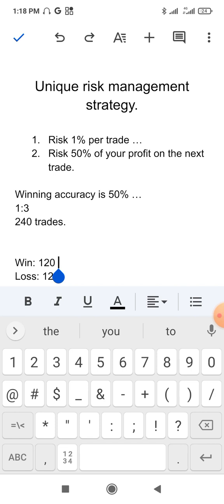Out of every 100 trades, we lose 50. Out of every 100 trades, we win 50. That's the meaning of 50% winning accuracy. So we have 120 wins and 120 losses. That's 50% of 240 trades.